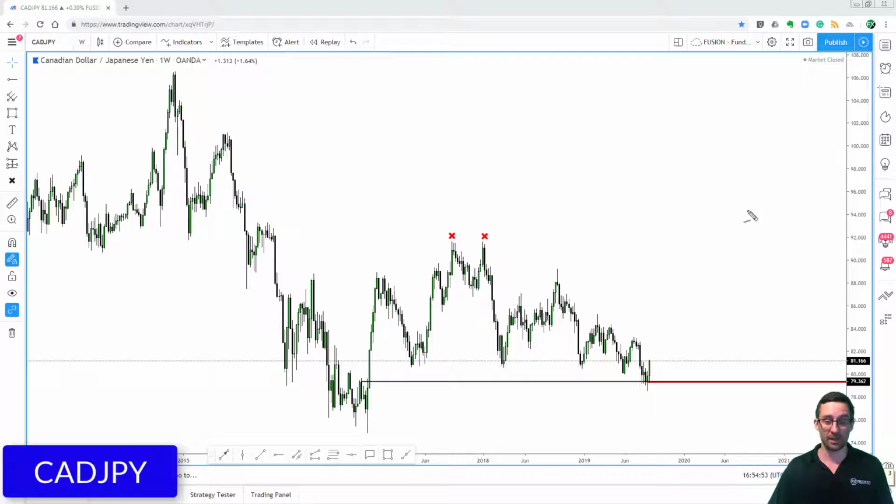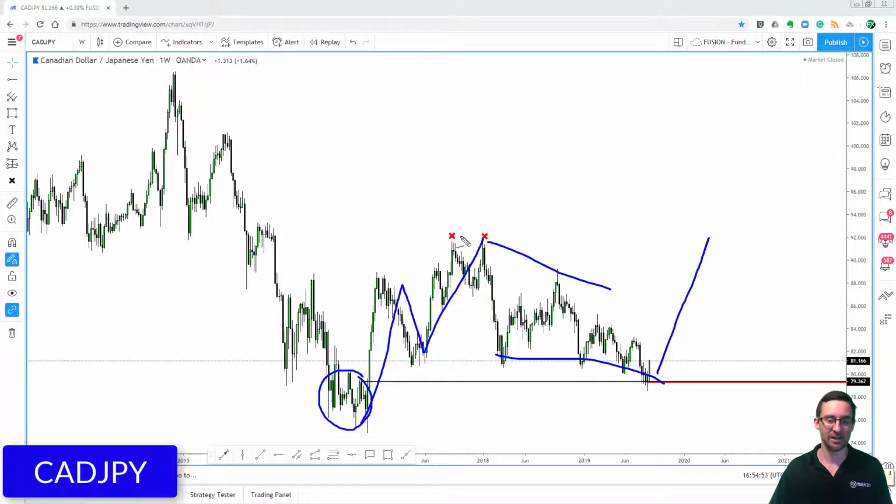Alright, CADJPY is another potential big swing that I'm looking for, and we're starting off as always on the weekly time frame. As you guys can see, after this market came down, we had the big consolidation before we had this impulsive move higher. We're busy now forming a little bit of a correction, and once this correction is complete, I believe that we will be getting higher and taking these highs at the top here. So quite a big move that I'm expecting, and we'll go down to the lower time frames quickly.